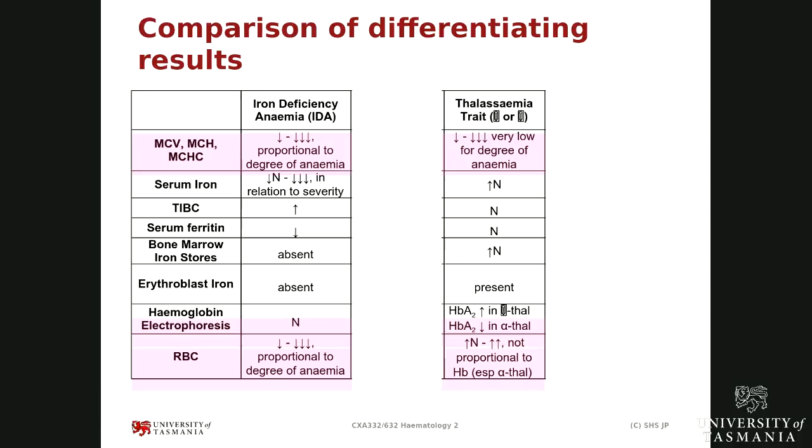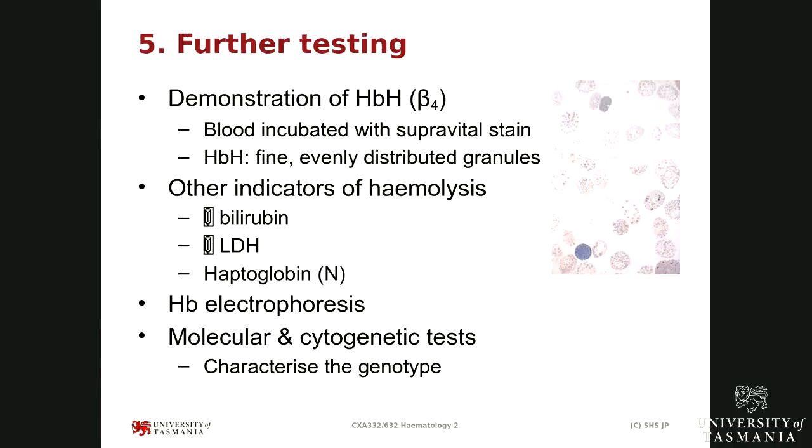And then when we come down to the electrophoresis, we can see that in iron deficiency anemia, the electrophoresis is going to be normal. Whereas in thalassemia, we are going to have abnormalities. And again, just pointing out this red cell count. In iron deficiency anemia, it's proportional to the degree of anemia, but in thalassemia trait, it's not, particularly in alpha thalassemia. So here's our hemoglobin H, demonstration of hemoglobin H.